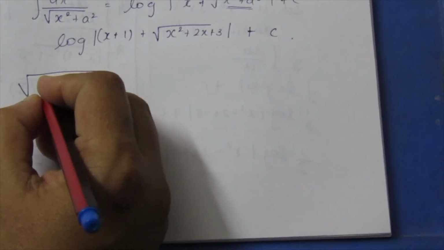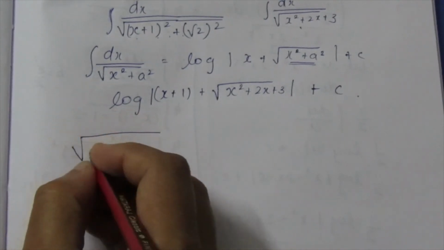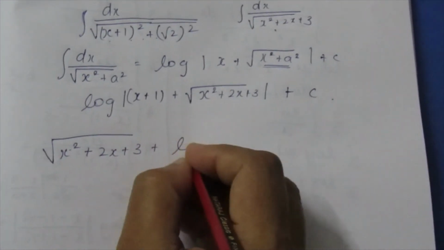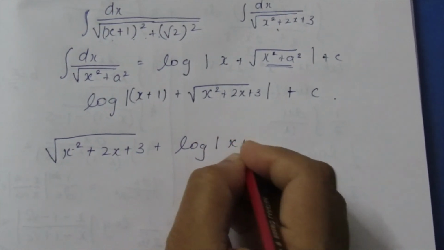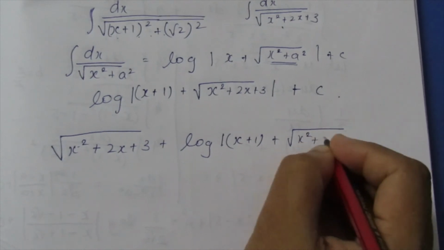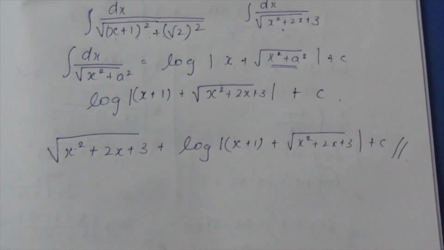So this includes your final answer. So root of x square plus 2x plus 3 plus log mod x plus 1 plus root of x square plus 2x plus 3 plus c is your final answer for the sum.